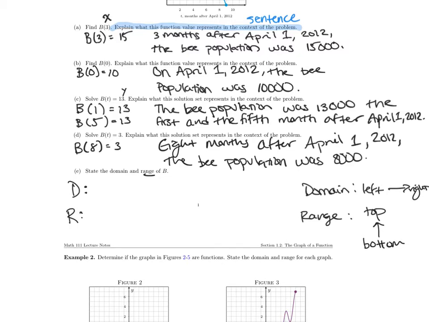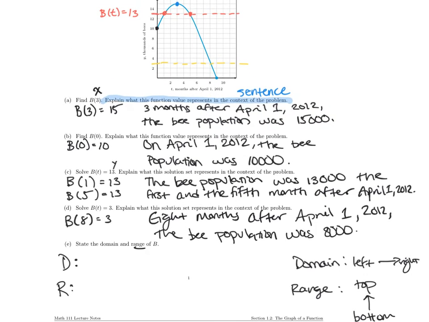Domain and range, let's look back at that graph. So the domain, I see that the most left, or the smallest x value, is 0, and it ends right around here at 9. So it's going to be from 0 all the way to 9. There's no breaks in between. Okay, so this is going to be from 0 to 9. Now, since those are closed points, we're going to say those are brackets.